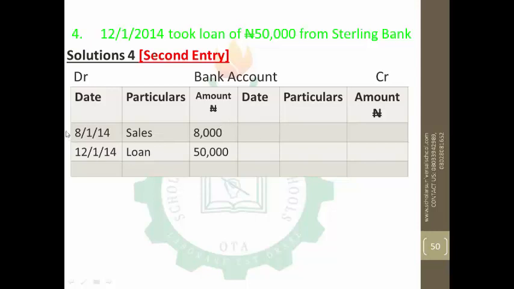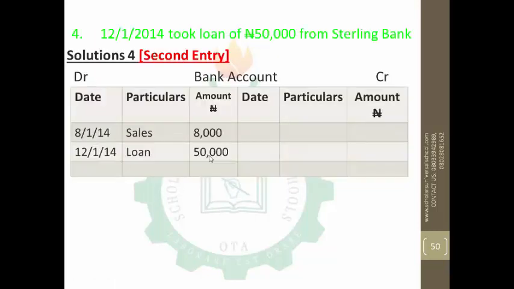So for the next transaction, which is transaction 4 that I'm treating, what I need to do is just put 12th of January 2014, and what am I collecting? I'm collecting a loan of 50,000 naira. So what that is telling me in essence is, what I want to see in my ledger account is all those transactions that relate to my bank account. I want to be seeing them together.